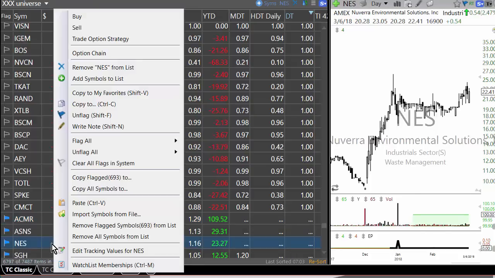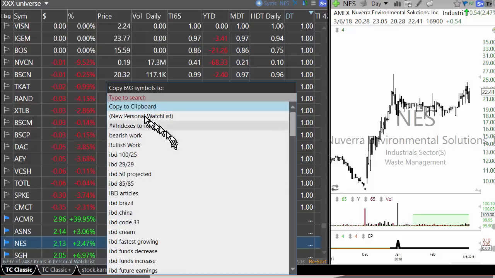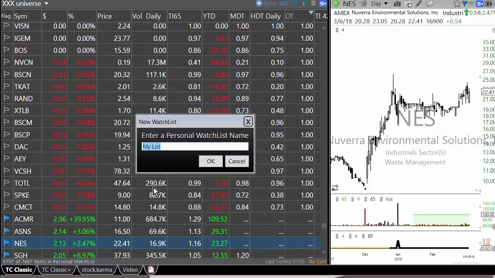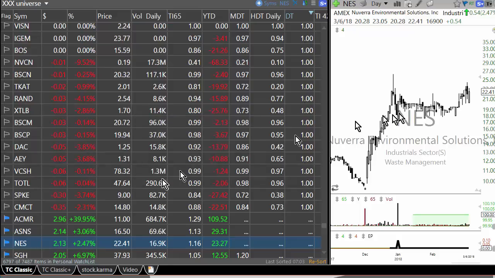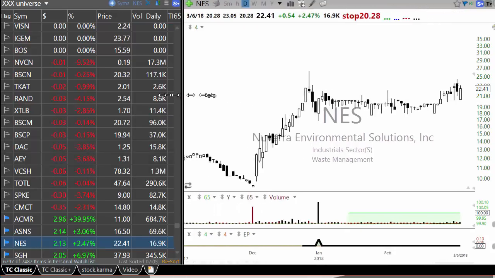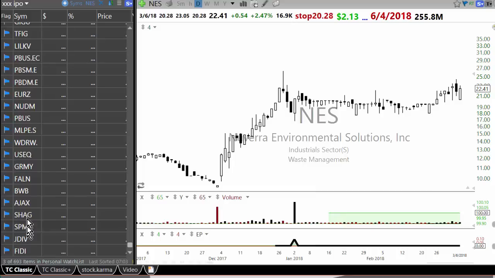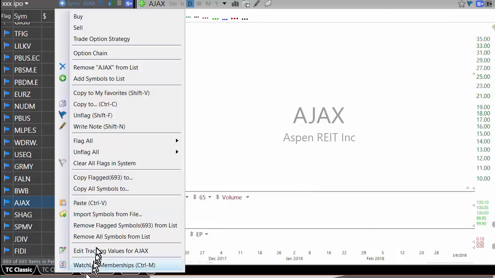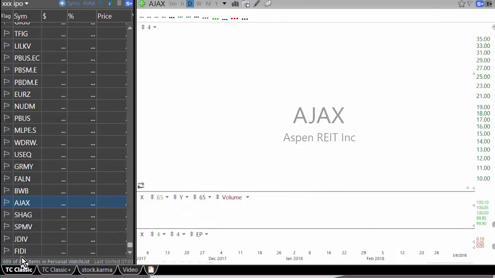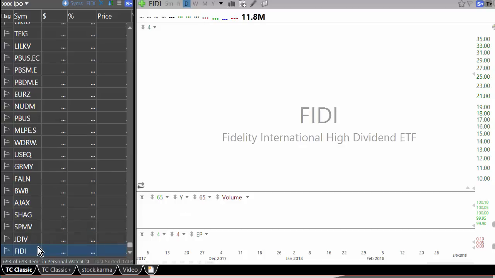Okay, so you have 693 symbols. Copy all these flagged 693 to a new watch list and call it IPO. So now you have two watch lists. Be very clear about this, because I see so much confusion about this. You have one watch list which is IPO, which has 693 candidates. These are all stocks which had their IPO in the last 1 year. They have 252 days or less data.